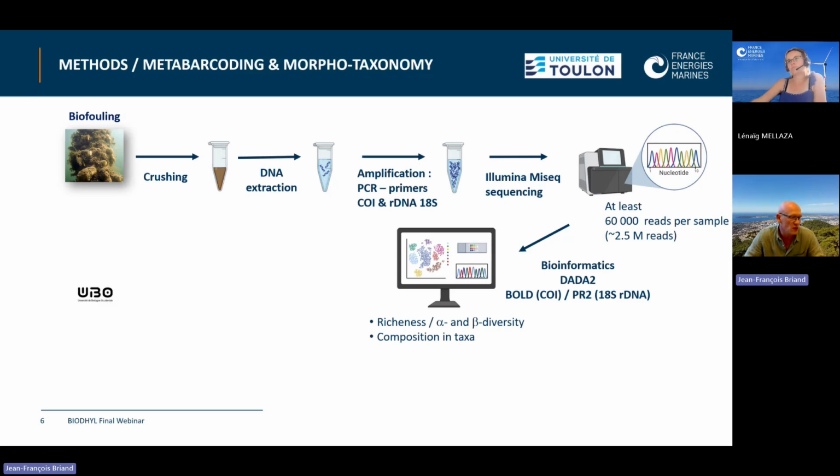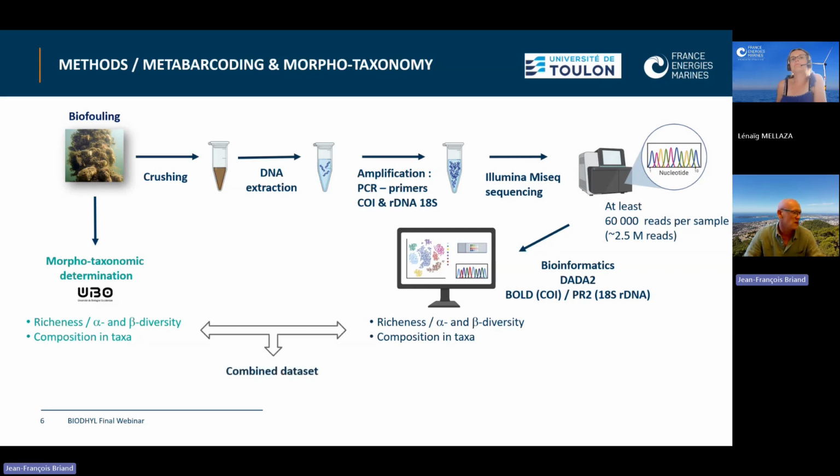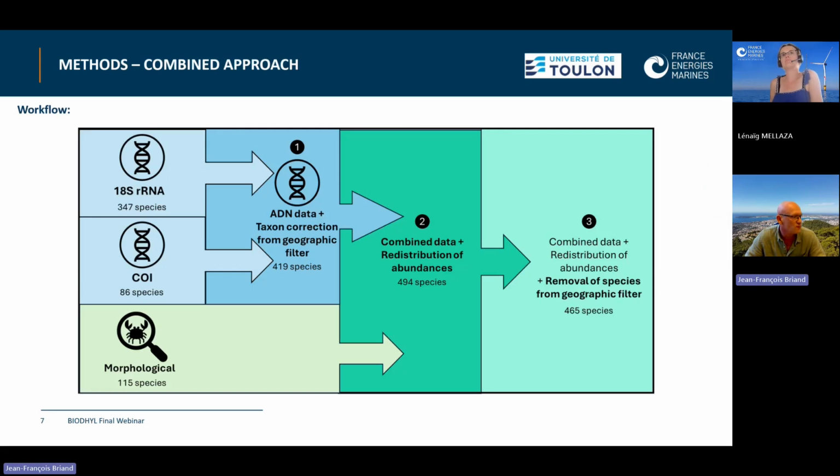Then we have the bioinformatics step, and the use of the database I already talked about. Then we get a richness and diversity profile with the taxa composition, which is similar to what we get with the morphotaxonomic determination, performed by colleagues of the UBO. So the idea was to combine these two data sets with the same type of data, richness and diversity, but which could be different.